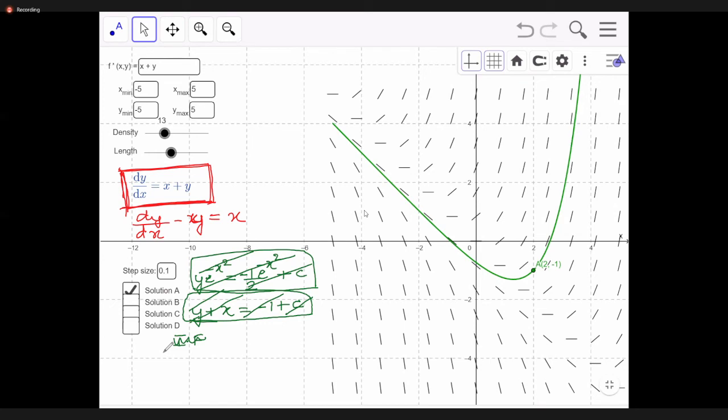Answer is y into e to the power minus x, equal to e to the power minus x common, bracket, minus x minus 1, plus c. Yes, ma'am. Okay, all right, fine.